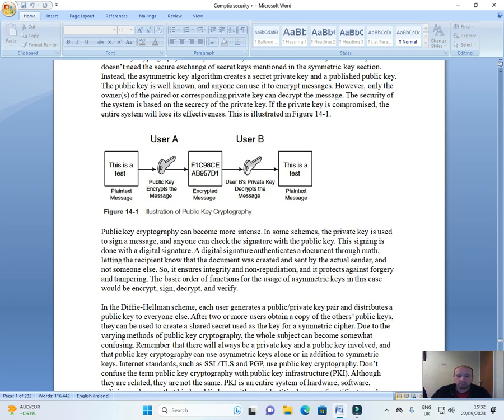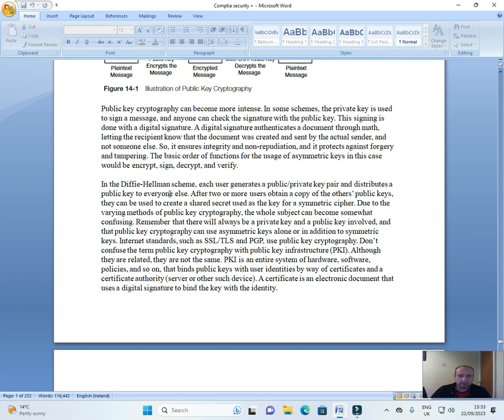A digital signature authenticates a document through math, letting the recipient know that the document was created and sent by the actual sender and not someone else, so it ensures integrity and non-repudiation, and it protects against forgery and tampering. The basic order of functions for the usage of asymmetric keys in this case would be encrypt, sign, decrypt, and verify.